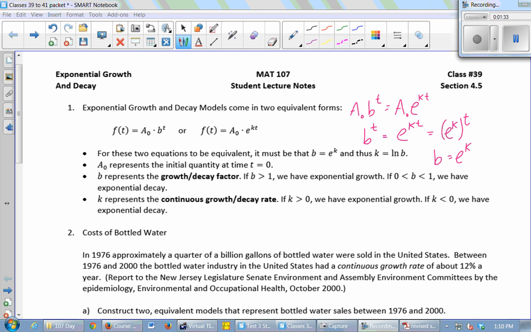So for those two equations to be equivalent, b equals e to the k, and k equals ln b. A naught represents your initial quantity, the quantity you have at time t equals 0, which is why we call it a sub 0, meaning amount at time 0. Naught is a fancy old-fashioned word for nothing. A naught and a sub 0 mean the same thing. Not as in N-A-U-G-H-T, like it was all for naught, meaning nothing.